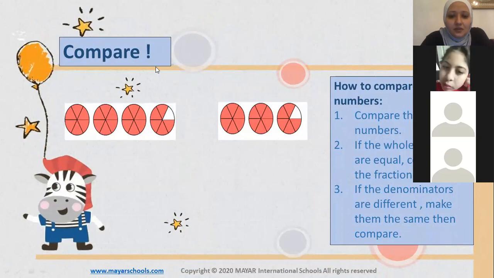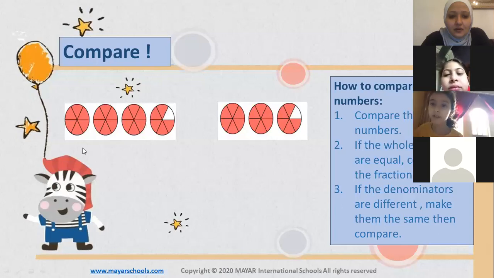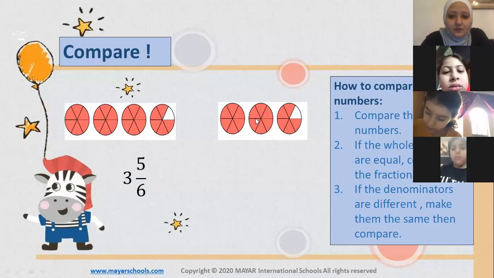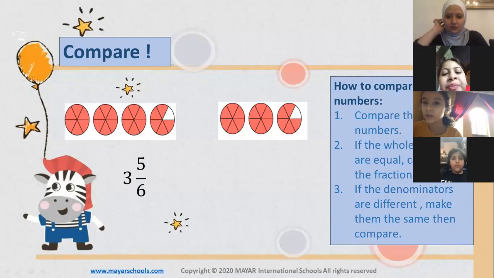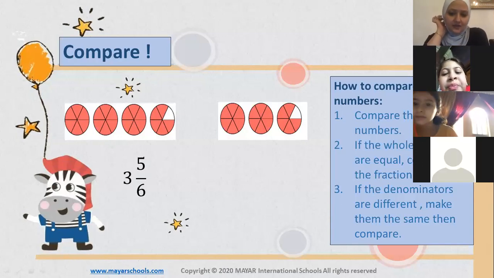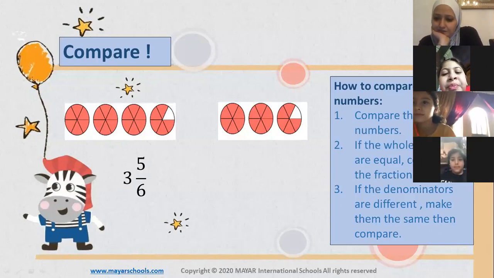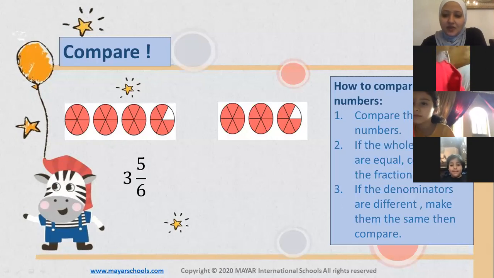Who can tell me? Yes, Mariam. Can you tell me? 3 and 5 out of 6. Excellent. The second one? Aid, can you read the second fraction?